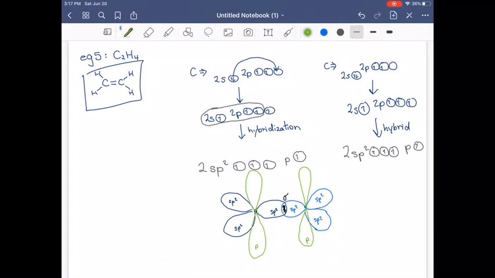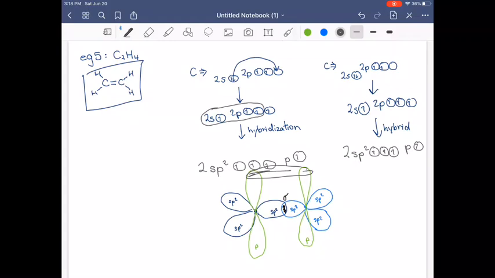Now, take a look at the carbon. Carbon and carbon is double bonded. Right? Carbon and carbon is forming a double bond. But what you're illustrating here so far is just a single bond. Where's the other bond? The other bond lies over at the p orbital.